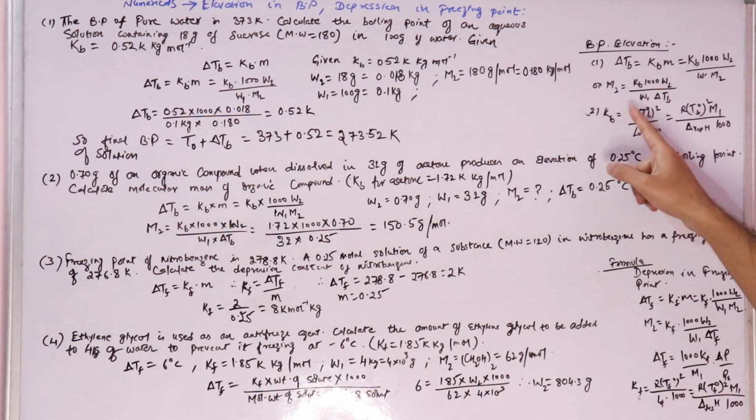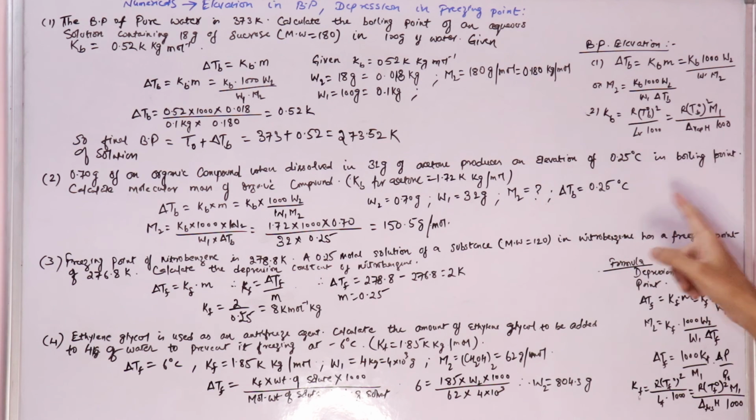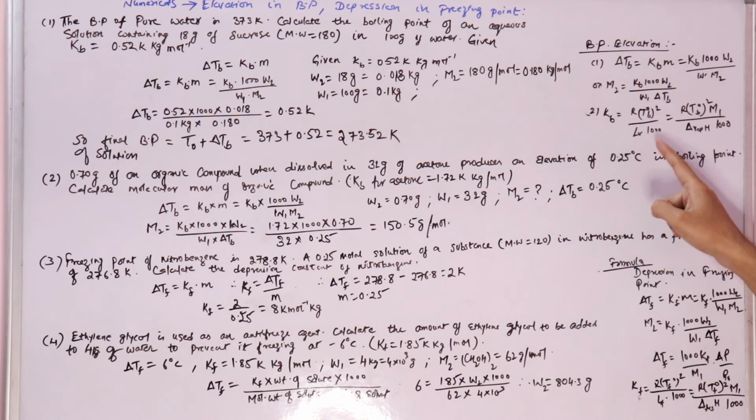So this is the relationship between molecular weight and elevation in boiling point, molecular weight of solute. So this is a second relation. Here LV is latent heat of vaporization, enthalpy of vaporization. These are also formulas that you need to remember. And TB is for boiling point, and R is for gas constant.